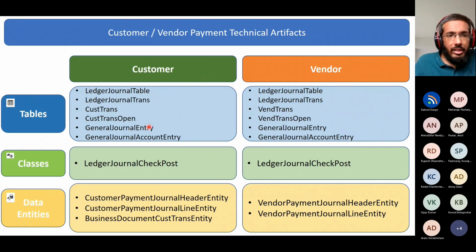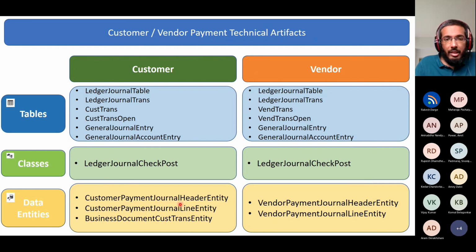Then we have the standard tables of general journal entry and general journal account entry, which have the impact of the ledger postings or the main account postings. The class that you can use to automate the process of posting and checking is the ledger journal check post. This is a very friendly class which helps you to perform the posting of a journal from the code itself, wherein user interaction is not required. And then we have certain data entities which you can use to import journals in bulk, payment journals in bulk.